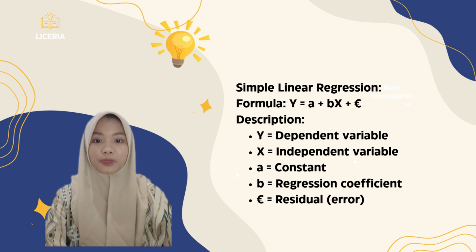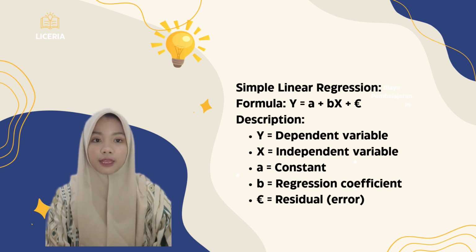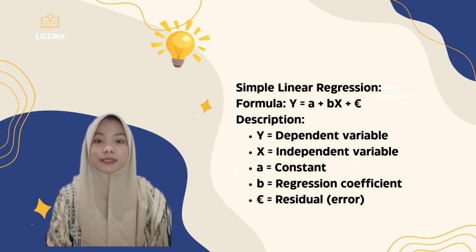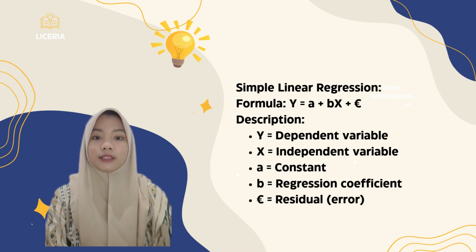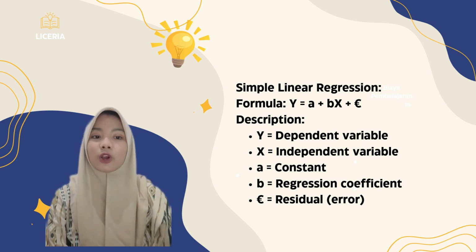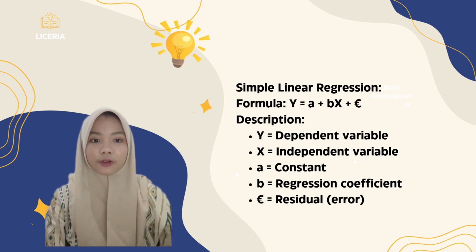Regression formula. First, simple linear regression with the formula Y equals a plus bX plus e. In the description, y is the dependent variable, x is the independent variable, a is a constant, b is the regression coefficient, and e or residual is the error.